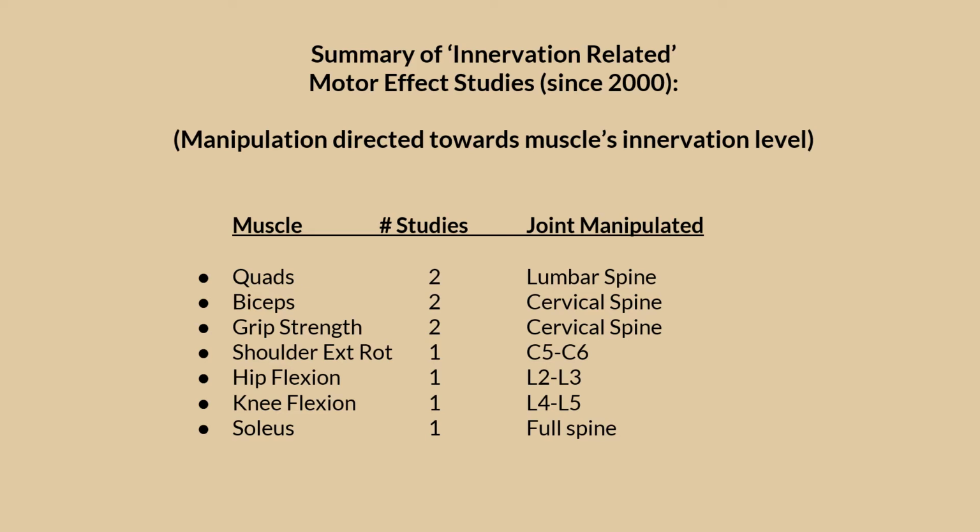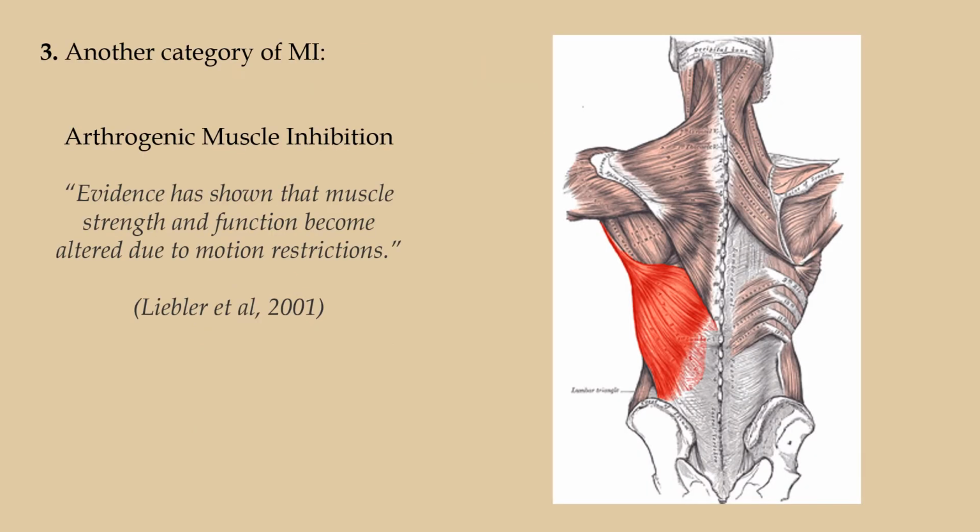I think these studies are intuitive to most chiropractors, and it's good to know that the evidence supports it as well. And so now we come to the third category of muscle inhibition, and that's relating to the local motor effect to joint dysfunction or subluxation. Again, the best term for that is arthrogenic muscle inhibition.